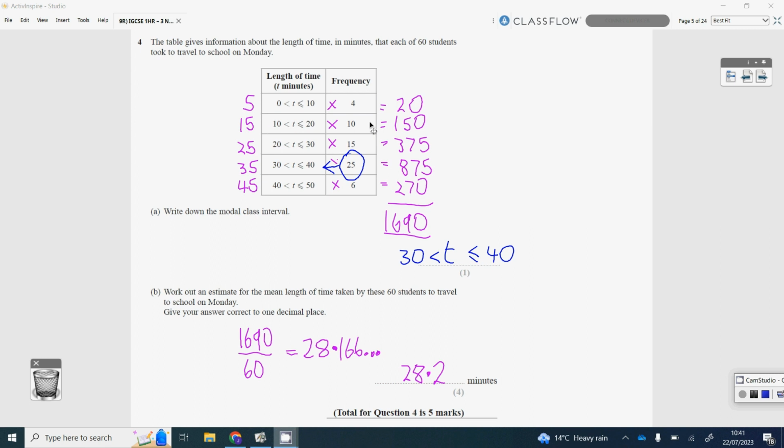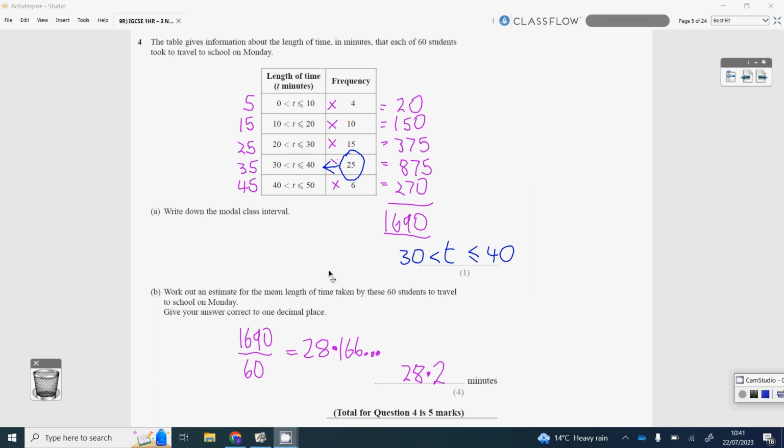So we're now going to add up the total of number of minutes taken by the 60 students. So 4 students taking 5 minutes, 4 5s are 20. 10 students taking 15 minutes, well, that's 150 minutes, and so on. So we do this cross multiplying, 15 times 25, 25 times 35, 6 times 45, giving us this number of minutes. Add up those minutes, we get 1,690 minutes.